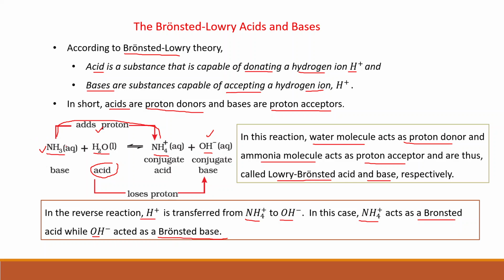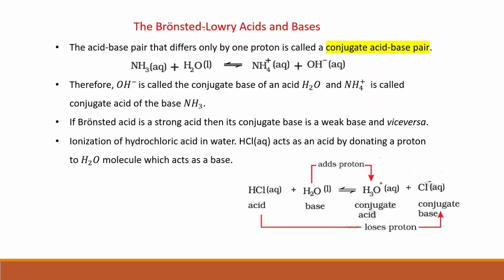Now, if we consider this one pair, NH3 and NH4 plus, this is one pair of acid and base. In the same way, H2O and OH minus ion again make one pair of acid and base, and this pair differs only by one proton. That's why such a pair is known as a conjugate acid-base pair. The acid-base pair that differs only by one proton is called a conjugate acid-base pair.